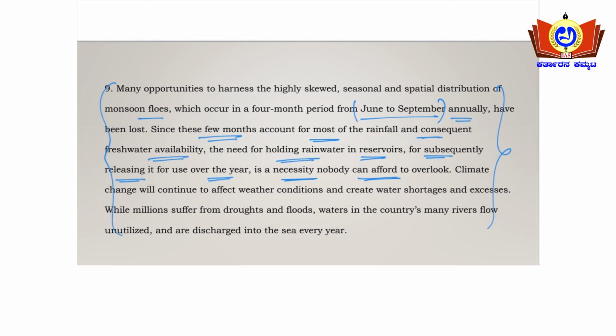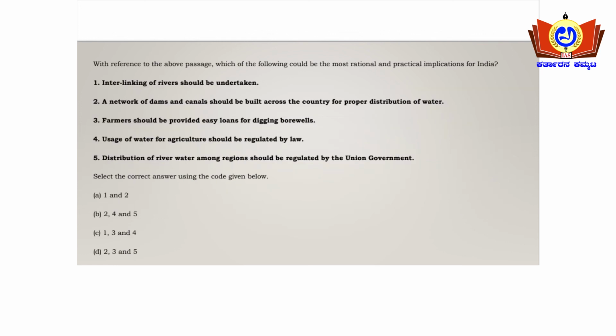They are talking about the monsoon irregularities, and we need to conserve and hold water, and we need to utilize it in a good manner throughout the year in a more efficient manner, right? So now I will see the question here. With reference to the above passage, which of the following could be the most rational and practical implications for India? Most rational and practical implications for India. Okay, so interlinking of rivers should be undertaken. First statement. Interlinking of rivers should be undertaken. Okay, a network of dams and canals should be built across the country for proper distribution of water.